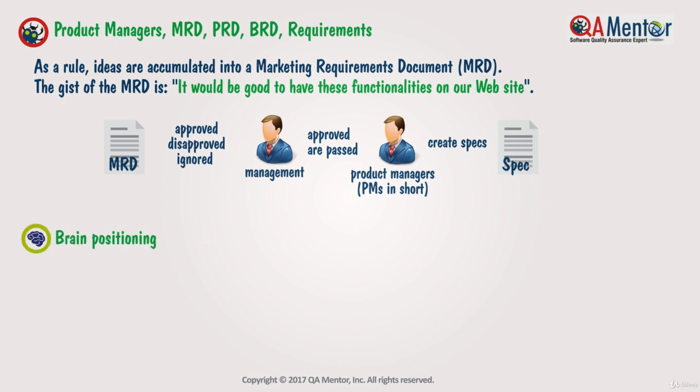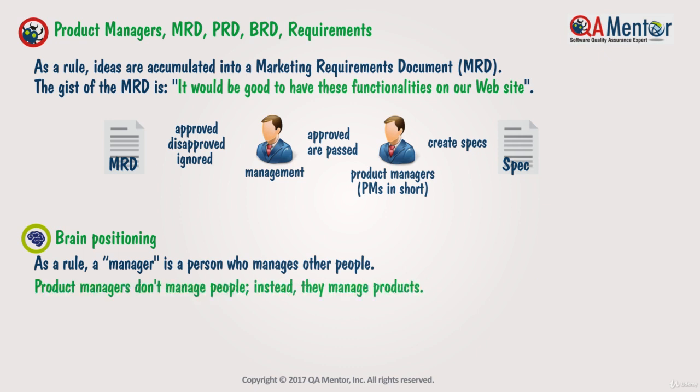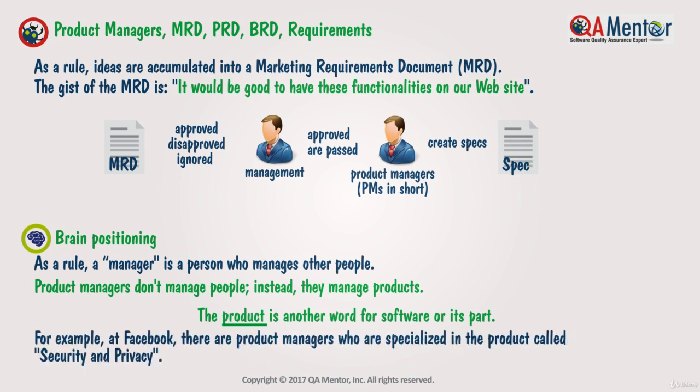Brain positioning. As a rule, a manager is a person who manages other people. Product managers don't manage people, instead they manage products. The product is another word for software or its part. For example, at Facebook, there are product managers who are specialized in the product called security and privacy.